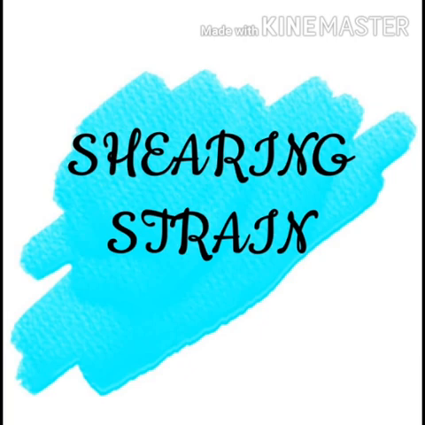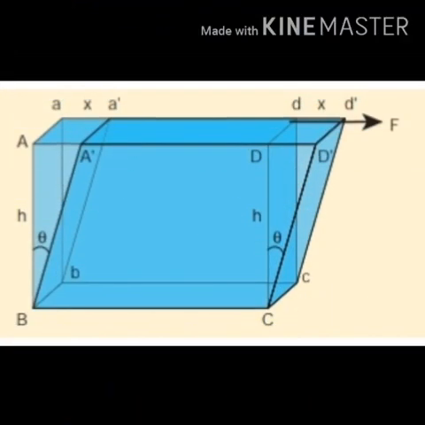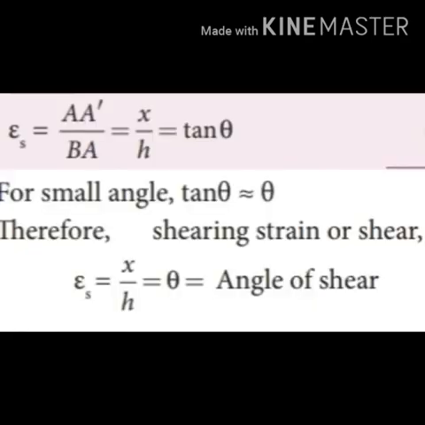Next one, shearing strain. Consider a cuboid as shown in the diagram. Let us assume that the body remains in translational and rotational equilibrium. Let us apply the tangential force F along AD such that the cuboid deforms as in this diagram. Shearing strain or shear epsilon is equal to A dash by BA, that is x by h, is equal to tan theta. For small angles, tan theta is equal to theta. Therefore, shearing strain or shear epsilon is equal to x by h is equal to theta, the angle of shear.